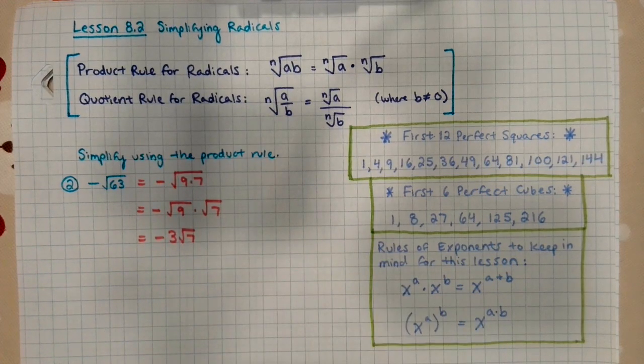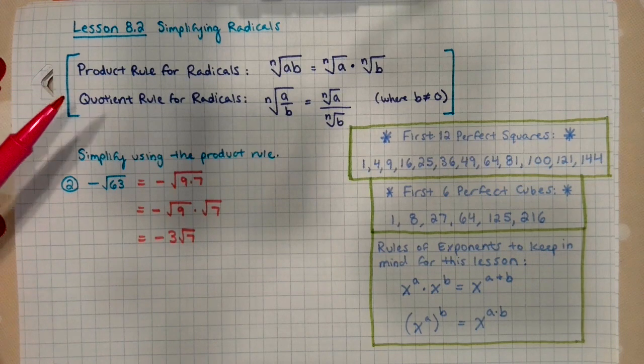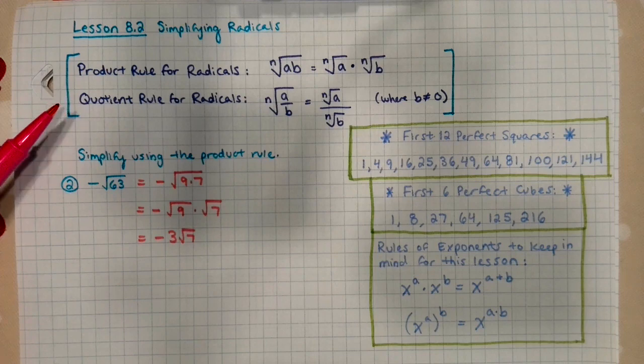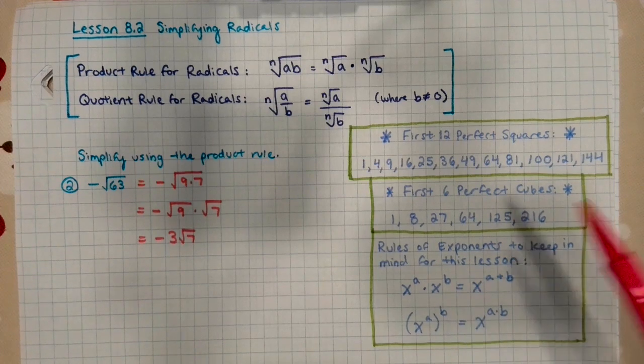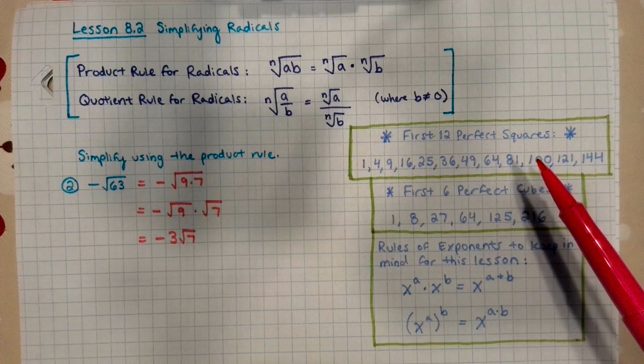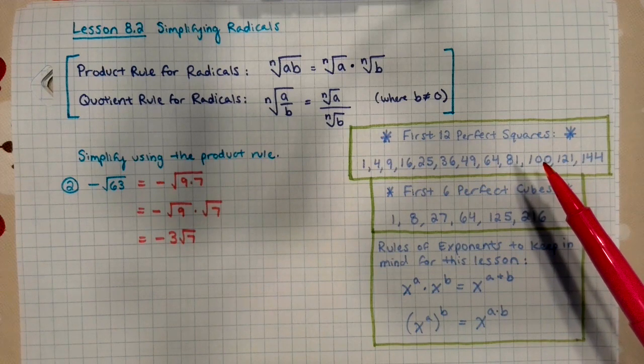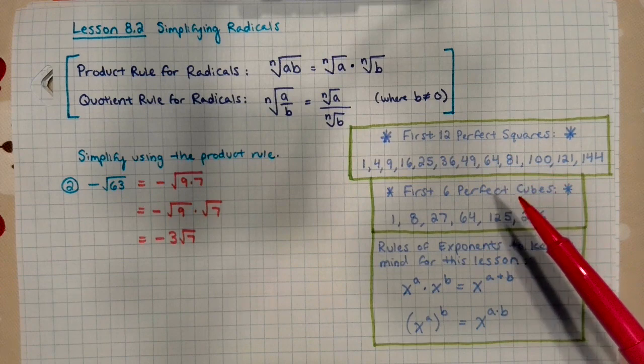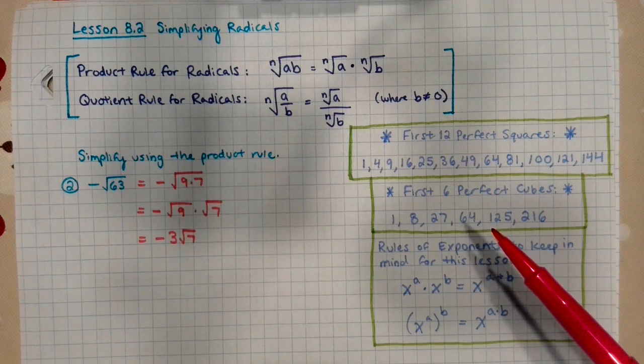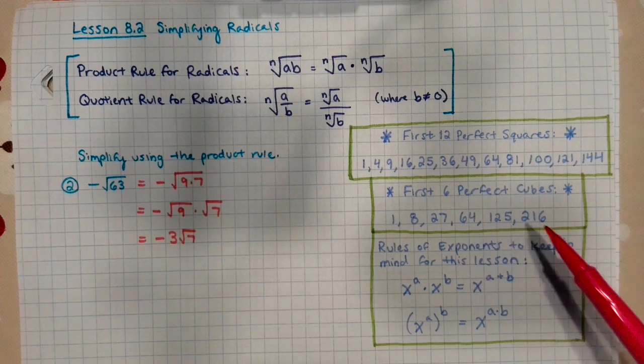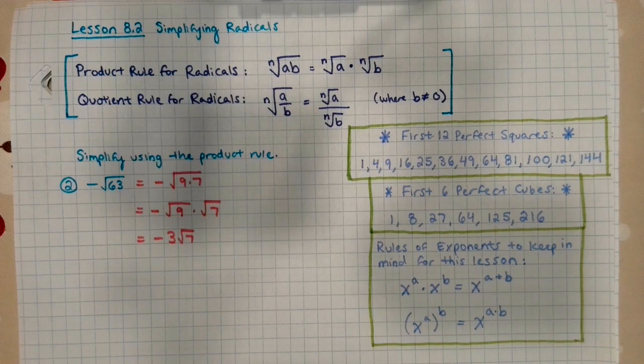Before I go any further, I should explain that I do have the product rule and the quotient rule written out. So make sure that you make note of that somewhere as you move through this lesson and the practice for this lesson. I also made note of the first 12 perfect squares, because that's very helpful to know as you move through these questions that ask you to simplify. I also made a list of just the first 6 perfect cubes. They get very large very fast, so you don't usually need to know beyond that.